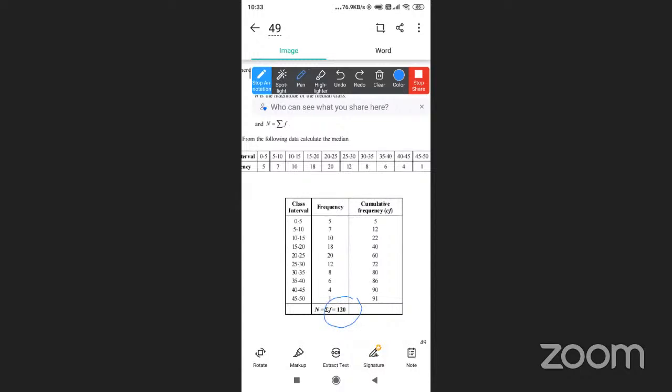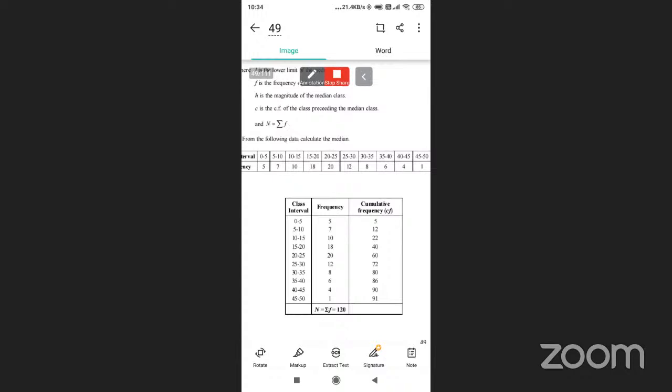So this value is not 120. You can write 91. So here the total cumulative frequency 91 is exactly equal to the total frequency, which is 91. So 91 by 2 means 45.5.